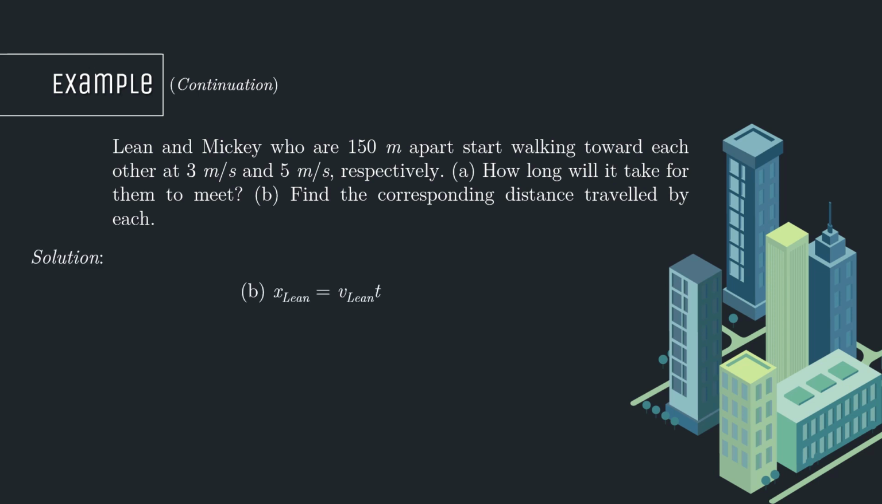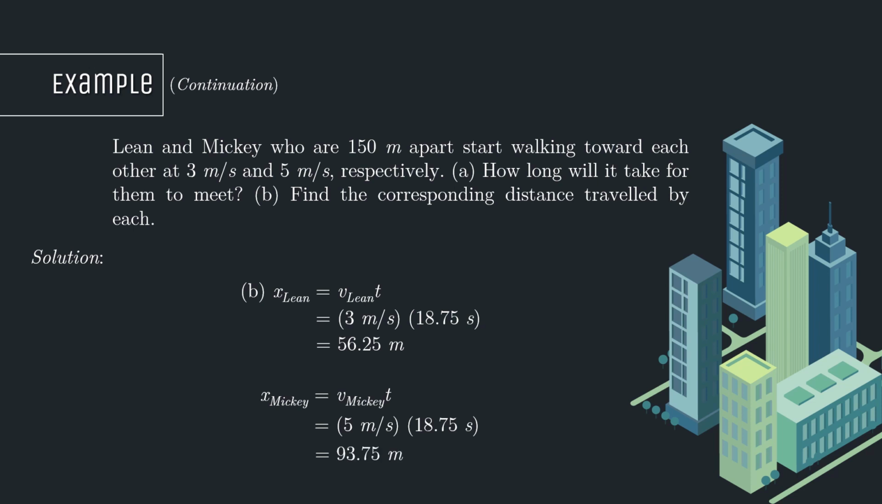Now we have the distance traveled by Lian is equal to velocity of Lian times time. Substituting the values, we have 3 meters per second times the obtained value of time, which is 18 and 7500 of a second, which yields 56 and 2500 of a meter. While the distance traveled by Mikey is equal to velocity of Mikey times time, and substituting the values, we have 5 meters per second times 18 and 7500 of a second, which is equal to 93 and 7500 of a meter.